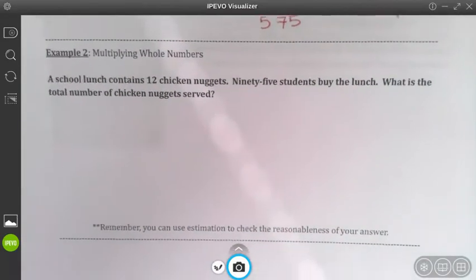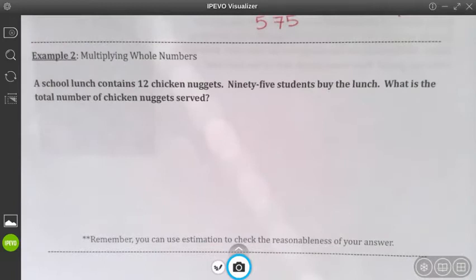Okay, example 2, multiplying whole numbers. A school lunch contains 12 chicken nuggets. 95 students buy the lunch. What is the total number of chicken nuggets served? So we need to decide what operation we are going to be using for this. One lunch contains 12 chicken nuggets, but there are 95 students buying that exact lunch. So this tells us to find the product or multiply to get our answer. What is the total? We're looking for a total.